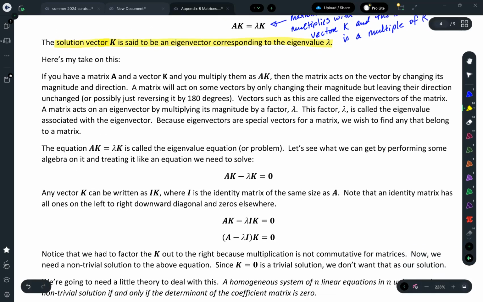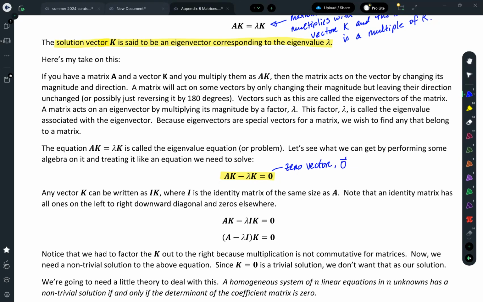Now, the equation Ak equals lambda k is called the eigenvalue equation, or problem. Let's see what we can get by performing some algebra on it and treating it like a regular old equation that we need to solve. Back in algebra, we were always told, bring everything to one side of the equal sign and leave 0 on the right-hand side. So if I subtract the lambda k over, then Ak minus lambda k is equal to 0. That 0 is a 0 vector, by the way. I have it bolded. Normally vectors would have little hats on them, but it would look like this, okay?